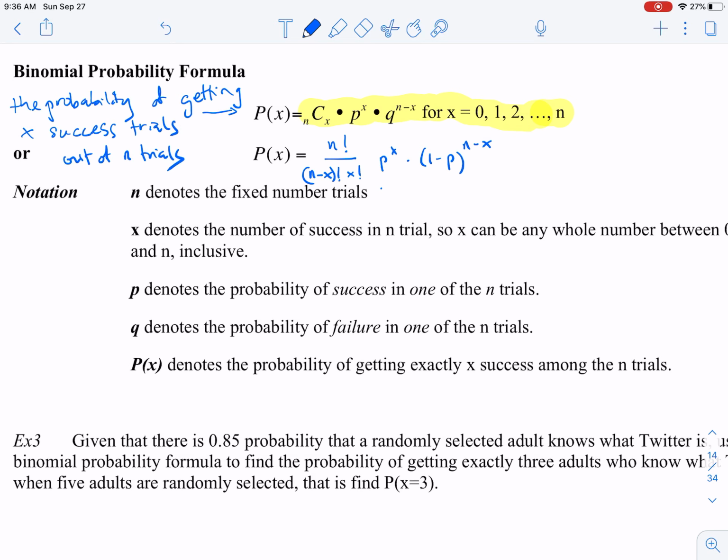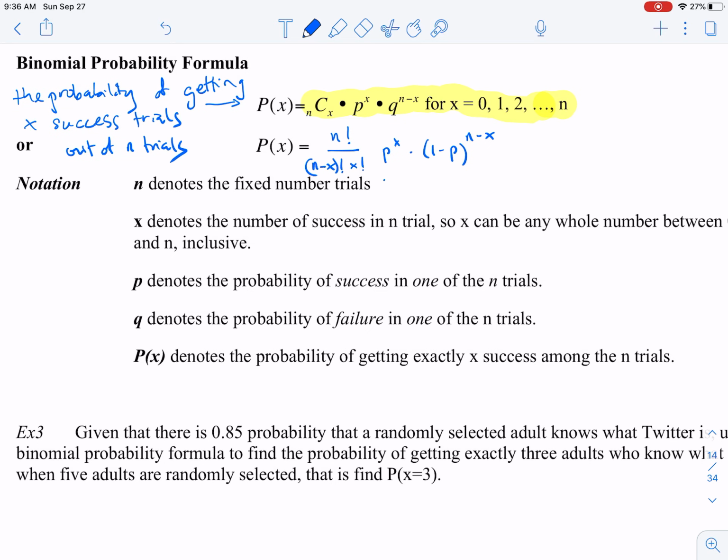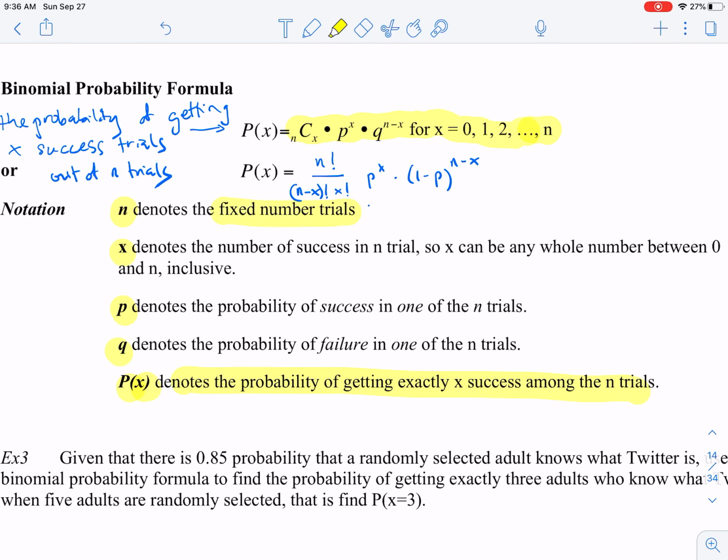So down here we have a few notations: N, X, P, Q, P of X, right? N denotes the fixed number of trials in a procedure. X denotes the number of successes in the N trials. So X can be any whole number between 0 and N, inclusive, meaning it can equal N.